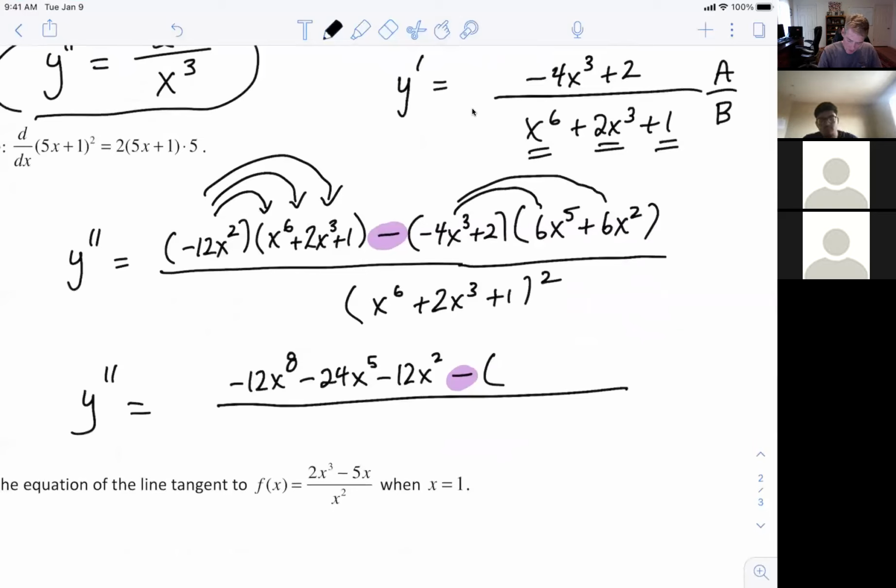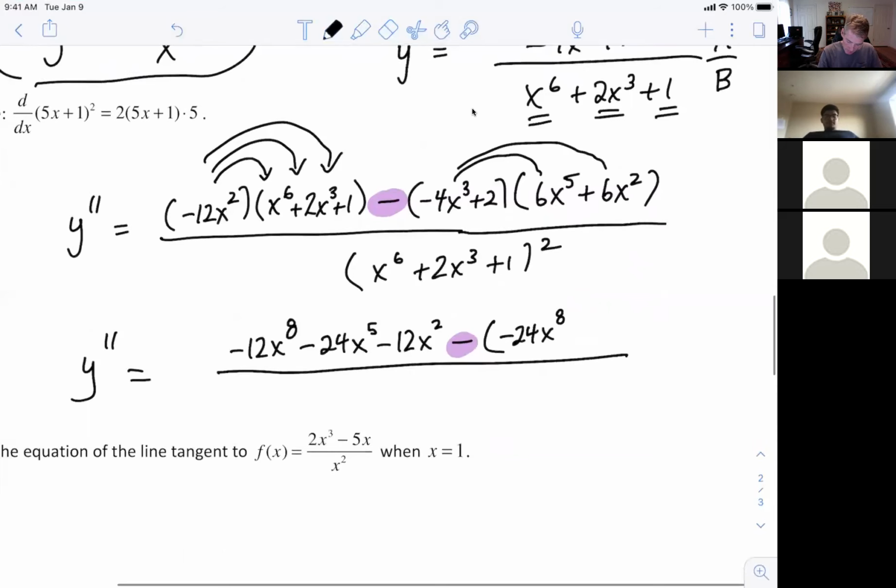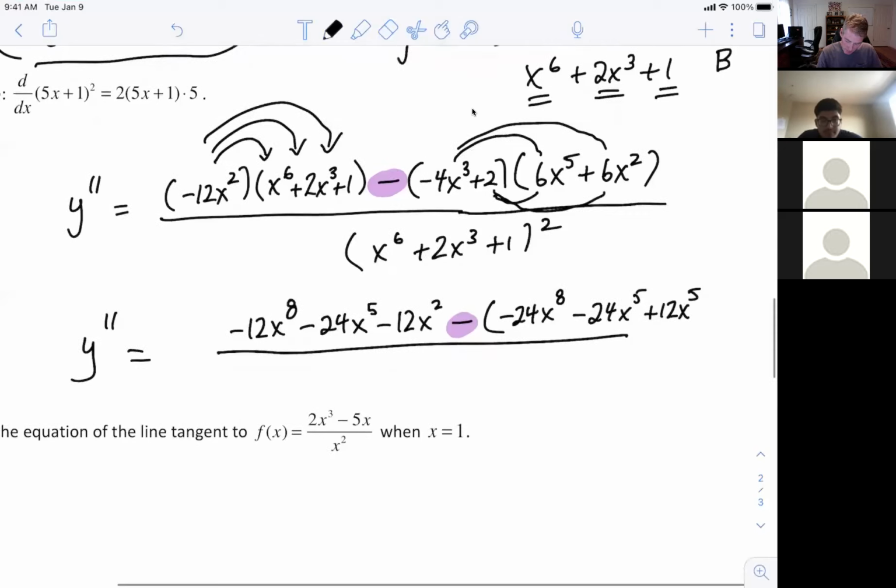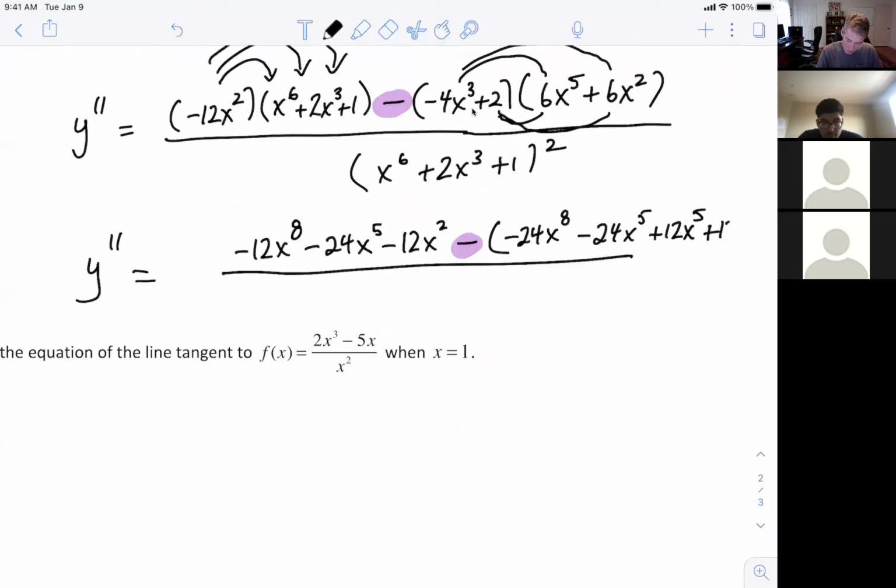So negative 4 times 6, that's going to be negative 24x to the 8. Then multiply it with the last term. It's going to be negative 24x to the 5th. And then finally, distribute the 2. So plus 12x to the 5th. And then finally, the last one times the last is going to be plus 12x squared. And the bottom part, you don't have to multiply it out. Just leave it in parentheses and squared.